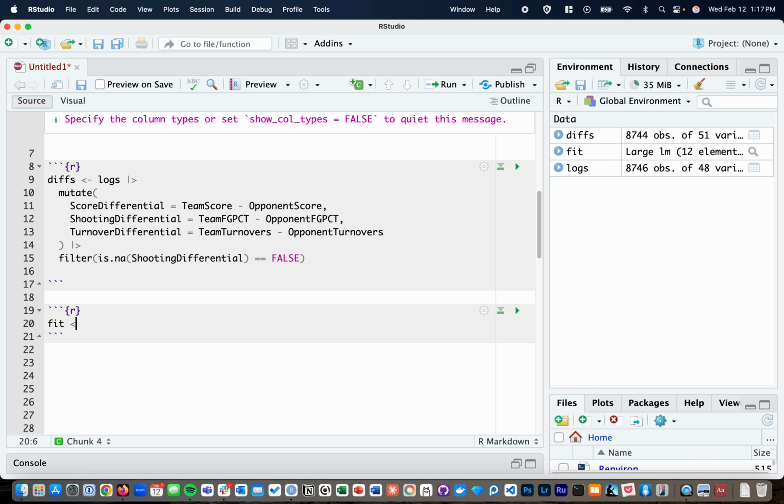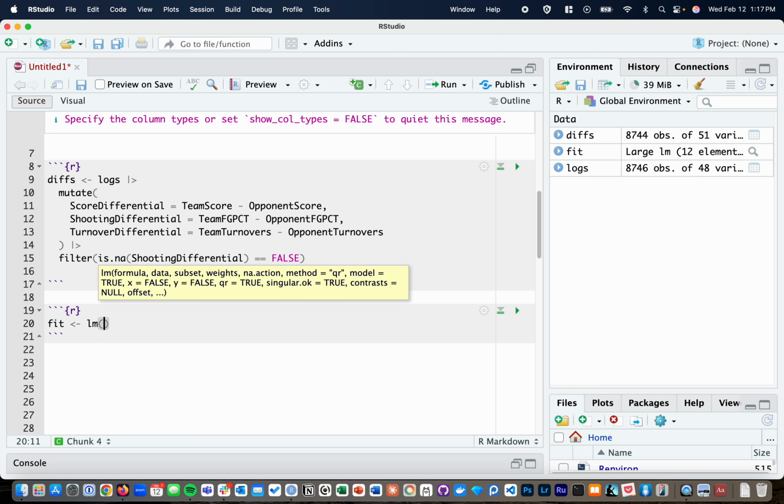Okay, so I have my diffs data, and now I can create a linear model out of it. So I'll call this a fit just because it's easy. LM, I am doing the score differential is approximately modeled by, let's start with the easy one, shooting differential. And my data is diffs.